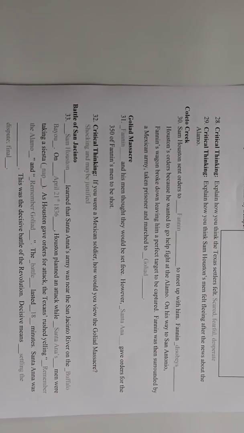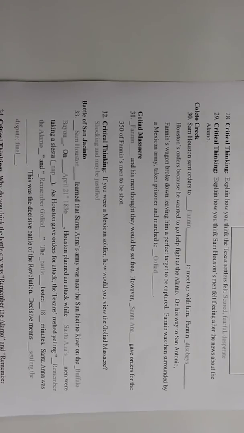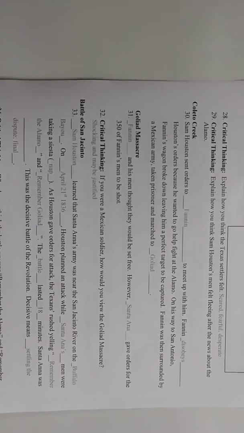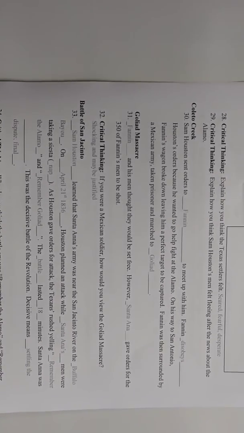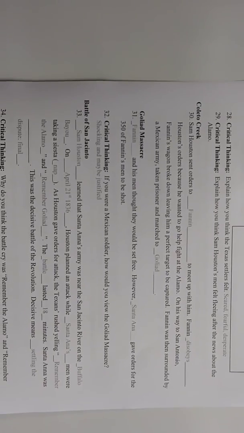Let's look at Coleto Creek, because this is where James Fannin of the Texan Army was supposed to go. Sam Houston sent orders to Fannin to meet up with him. Fannin disobeys Houston's orders because he wanted to go help fight at the Alamo. On his way to San Antonio, Fannin's wagon breaks down, leaving him a perfect target to be captured. Fannin was then surrounded by a Mexican army and taken prisoner and marched to Goliad.